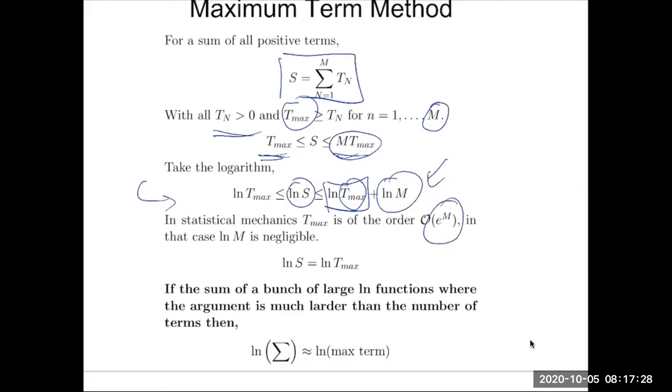And in that case, this will essentially become negligible, which means that the logarithm of the sum is the logarithm of T max. I mean, this seems like an odd statement, but again, it works almost exactly when you go to really large numbers. So what that means is that in some cases, we will want to do a sum of all positive terms, and the terms will be so large that all we care about is the maximum term.